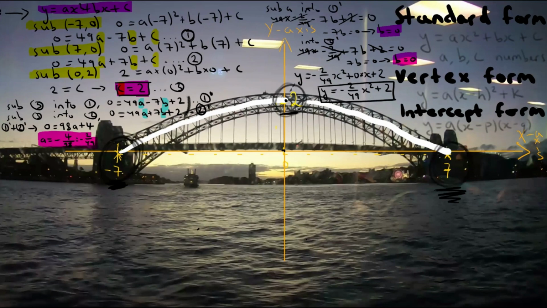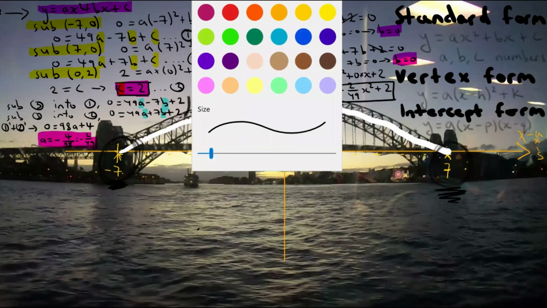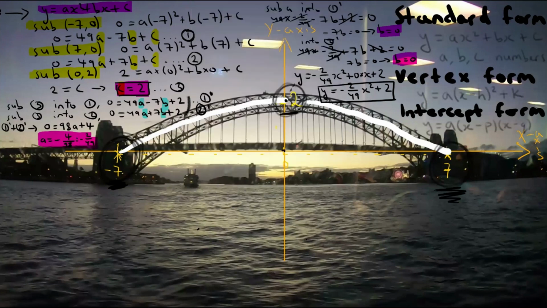Okay, so I'm going to take this answer down on the bottom right hand side where we have a bit of space, just so we remember it and we can try it out afterwards. Let's say green. I think green should work well. So for standard form, we have our answer of the model of this Sydney Harbour Bridge: y is equal to minus 2 over 49 x squared plus 2.